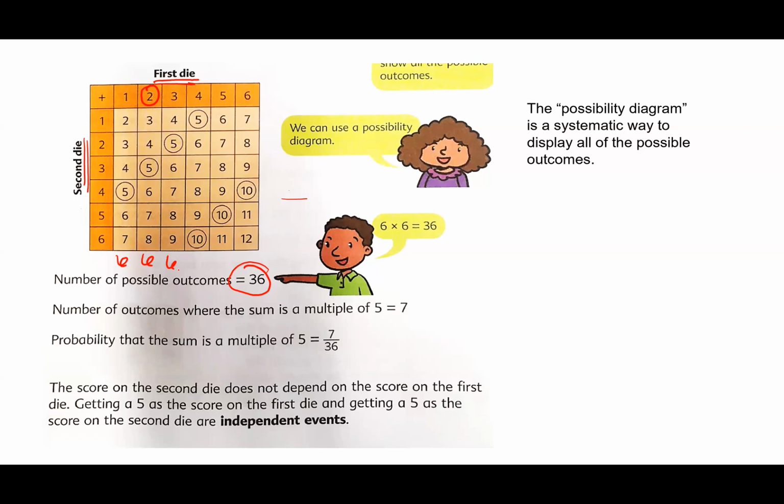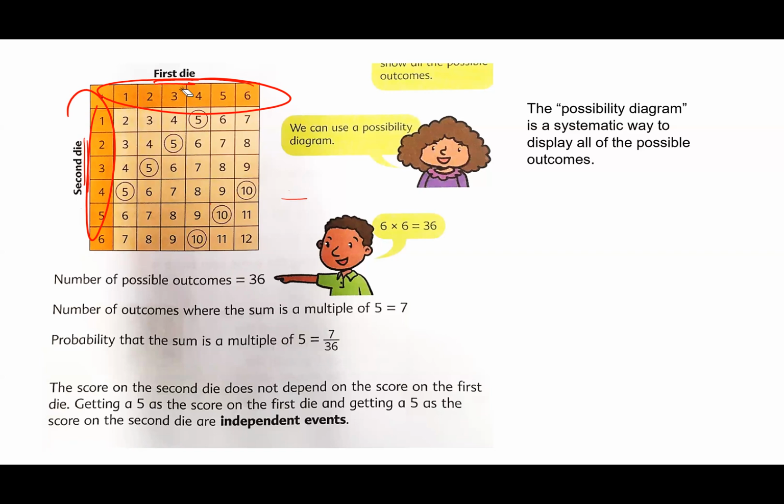So remember, multiplication is just repeated addition. And so what I'm multiplying is this row by this row. So 6 times 6. So it's just meaning that, you know, for every outcome on that first die, I have 6 possible outcomes that could happen. And so by multiplying those, I get my answer quickly. But I like that you asked why.